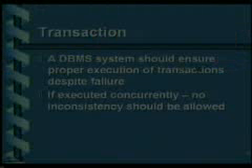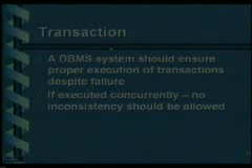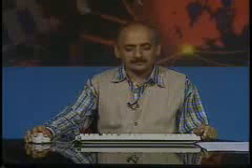Once again, let us look at some more details about transaction. A DBMS should ensure proper execution of transactions despite failure. Now, a transaction is to be done completely, or not at all. If executed concurrently, no inconsistency should be allowed. If we are allowing two transactions to occur simultaneously, if they are accessing the same data, there should be ways of controlling it. That is what concurrency control is all about.